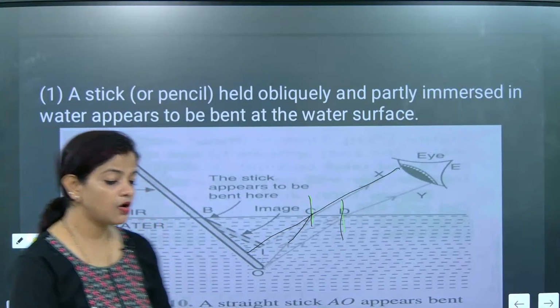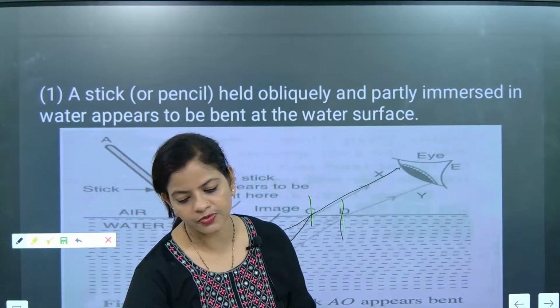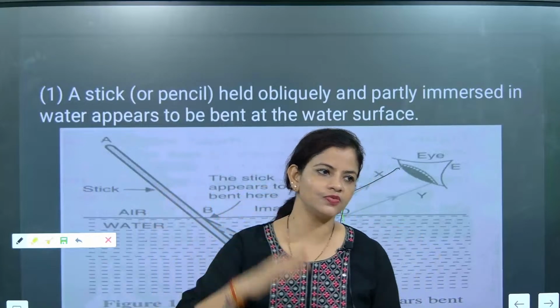But here the concepts are like this only. So we need to first give a conceptual answer, like when the light rays, refraction is also a surface phenomenon.